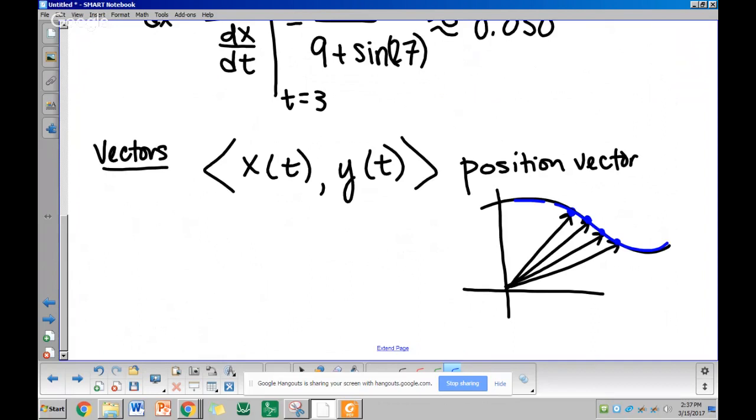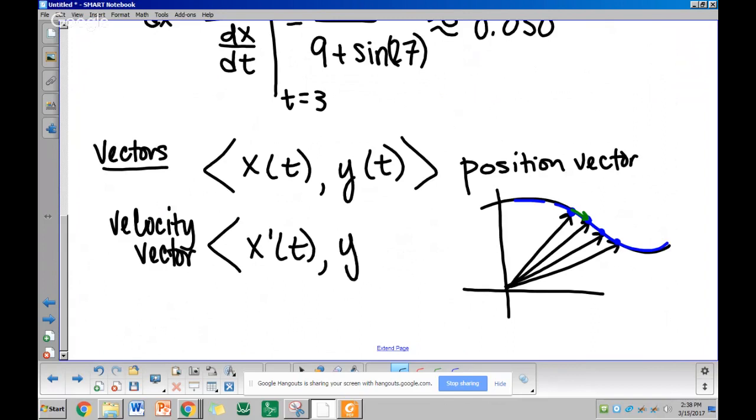Those have velocity, don't they? Or they have tangent lines or rates of change? I'm going to physics. That's where you're going. Right? They're tangent. The velocity vector is tangent to this one, and it points in the direction of motion. Okay, so the velocity vector is going to be x prime of t, comma, y prime of t.